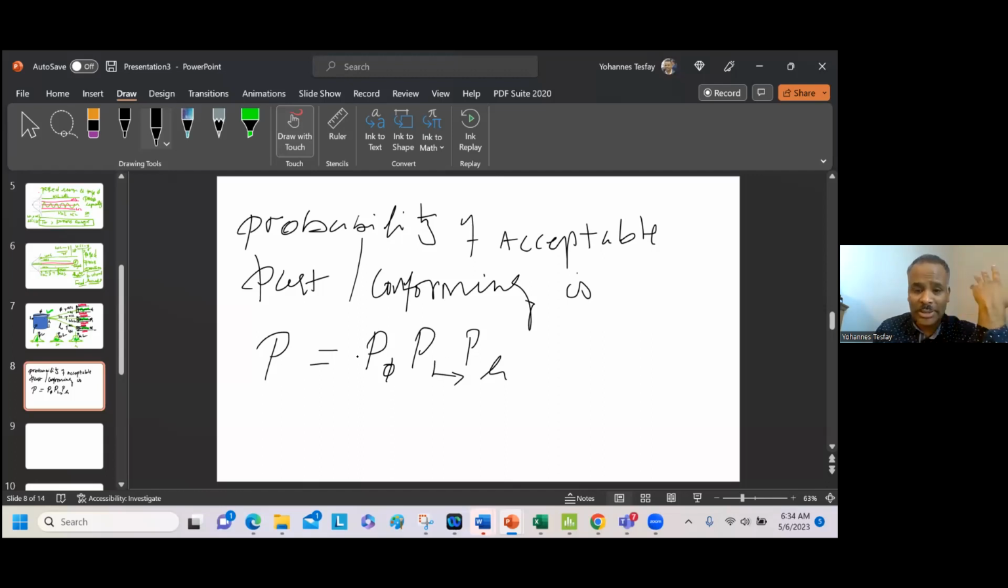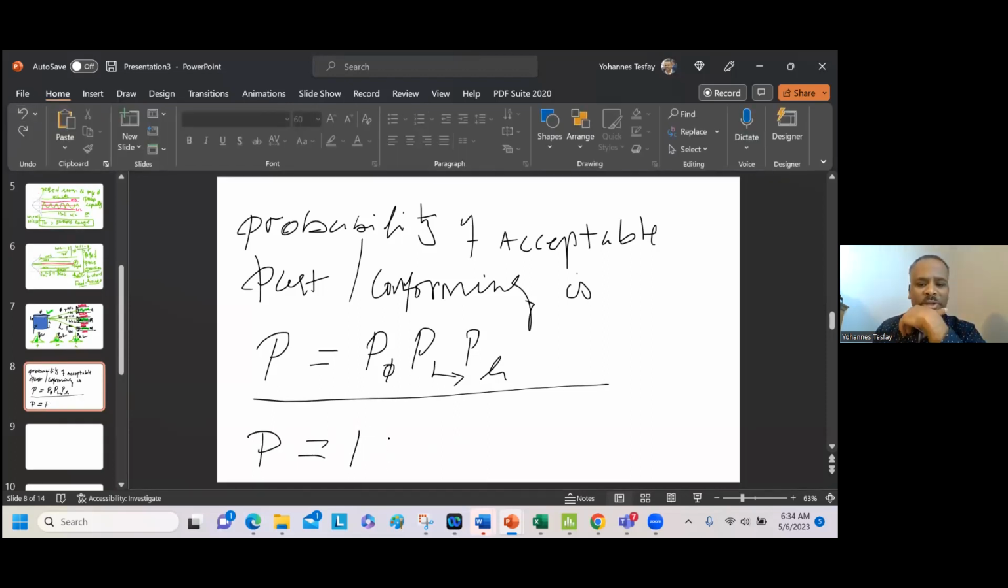So in general, if you have n parameters, the probability is equal to the product of the individual probabilities Pi, with i running from 1 to n. That is the probability that makes the part a success. This is the general calculation, okay?